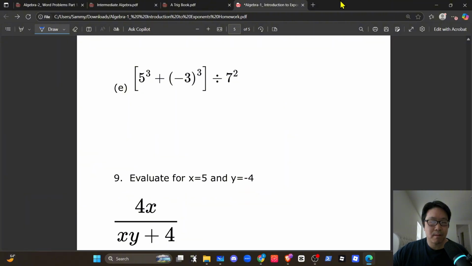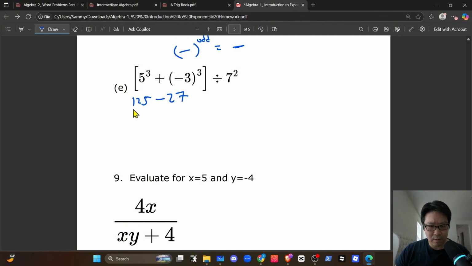E. Okay, once again, just remember your PEMDAS and work the grouping symbols first, like parentheses, brackets, etc. So 5 to the third power is 125. And -3 to the third power is going to be... A negative to an odd power is always going to give you a negative. So -3 to the third power is going to be -27. 3 times 3 times 3 is 27.